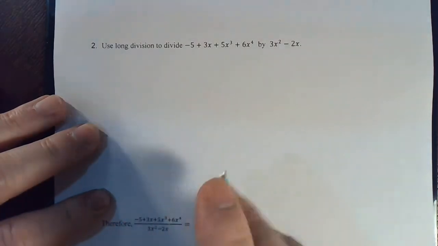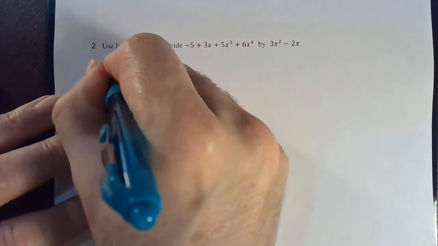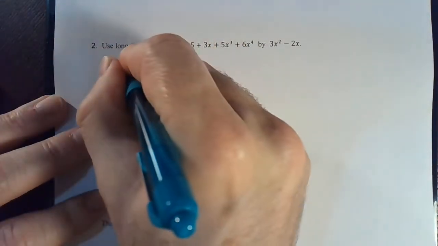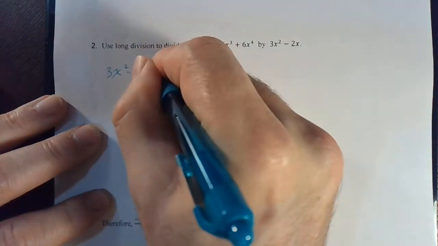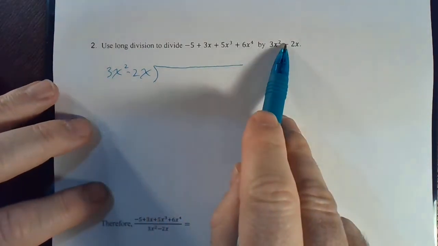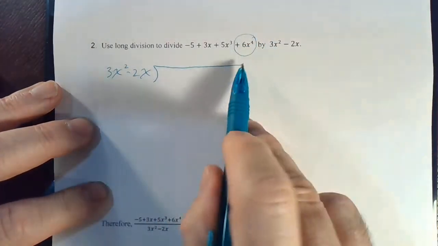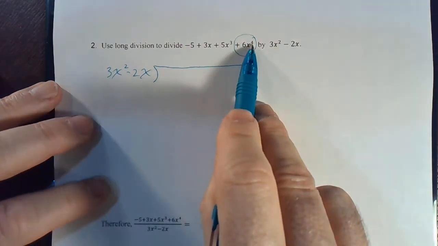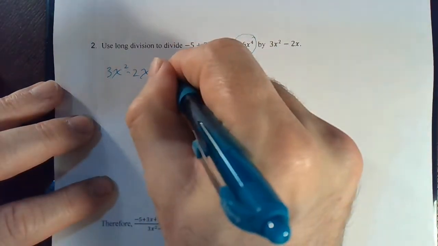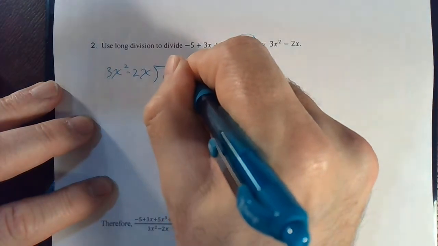But my divisor is 3x squared minus 2x. We want to know how many times that goes into this polynomial. Okay, so this is a degree 4 polynomial. That's the first term. It's got the largest exponent for the x. So 6x to the 4th.